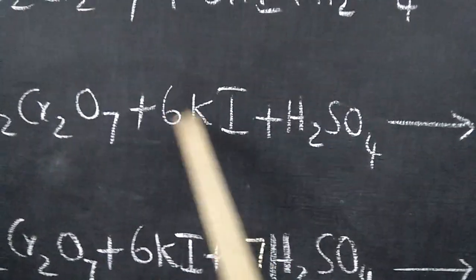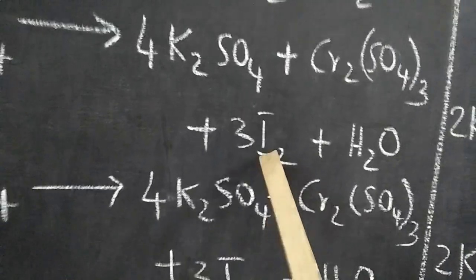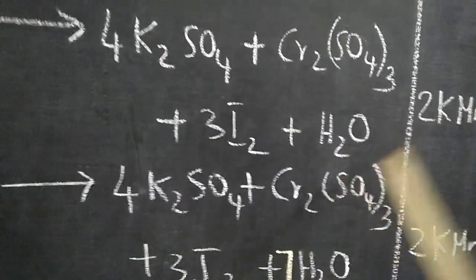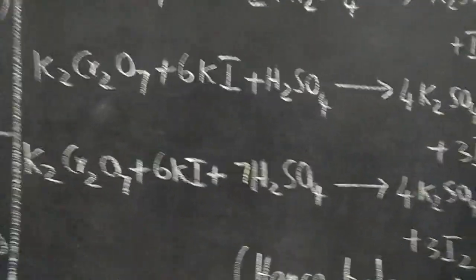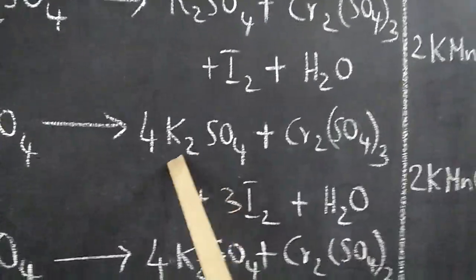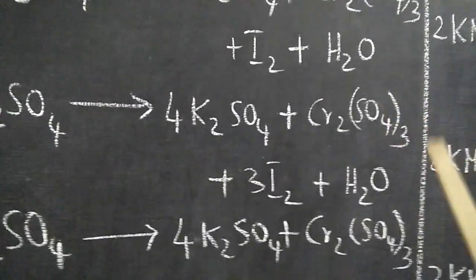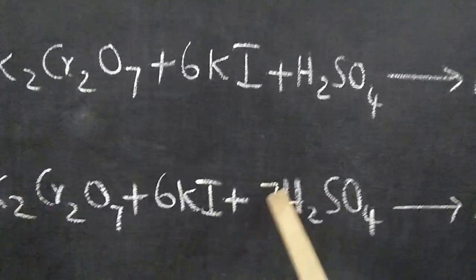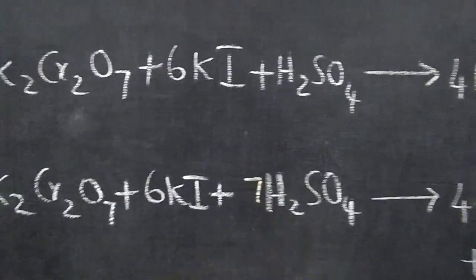And look at iodine, here 6I. Here I2 becomes 3I2 in order to balance 6I. Plus water, presently I am not balancing. And next, I am going to balance for sulfate also. Look at the sulfate. On the product side, 4SO4 and here 3SO4, altogether 7SO4. In order to balance for sulfate, I have written 7H2SO4. So here 7H2 is there. Now 7H2 becomes 7H2O.